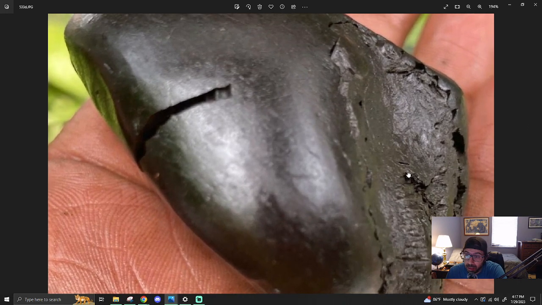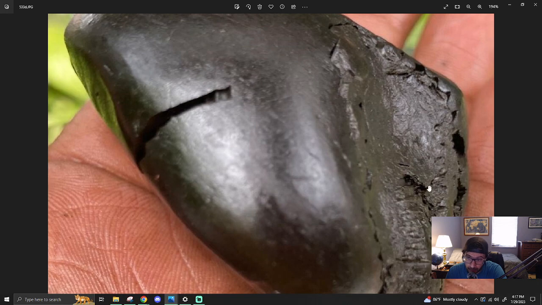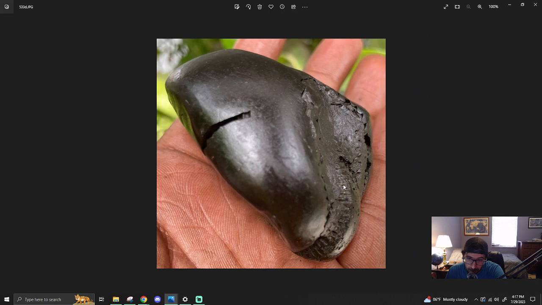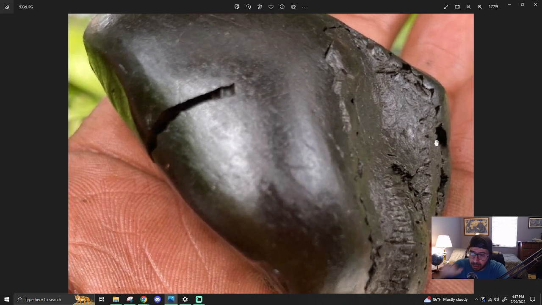Also, it looks like there's some sort of dendritic stuff extending beyond the shell, out here. A little anomalous, almost smeared. Like the shell of the ammonite was smeared over this way, which doesn't really make any sense.